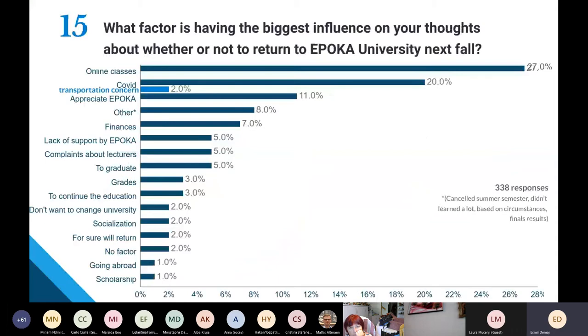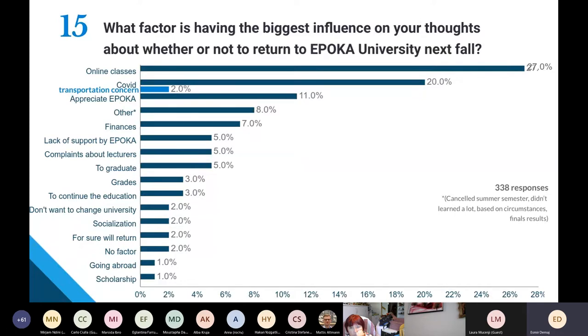What factor is having the biggest influence on your thoughts about whether or not to return to Epoca University next fall? 27% claim that it's online classes. So we clustered it under online classes, but actually they start listing quality of online classes. If the quality is very high, we can come back. Some others would say that if we keep with online classes, we will not come back. Or some would say that we cannot focus on online classes. And some others would say that we can come back only if online classes go on. So we just wanted to see as a keyword online classes.